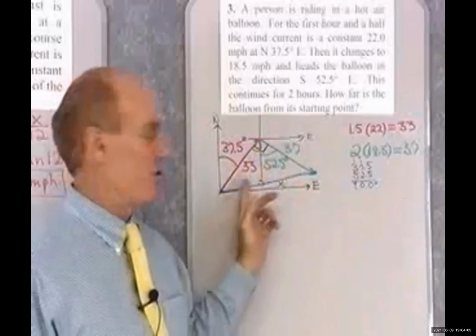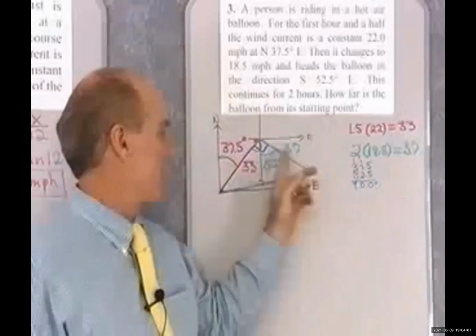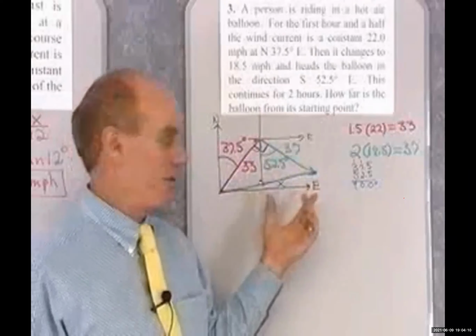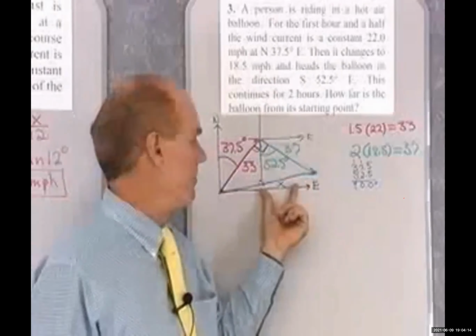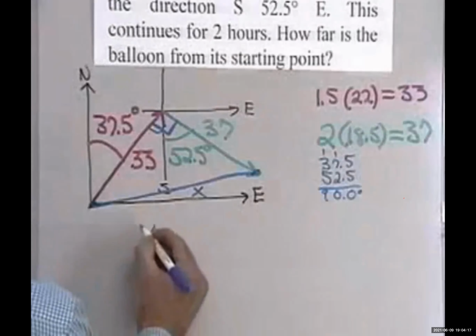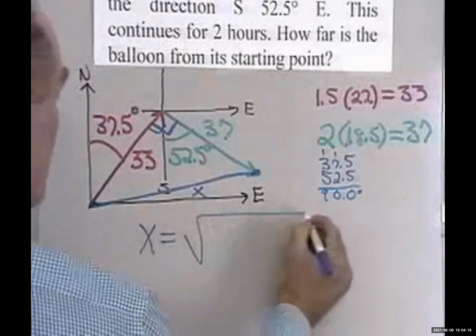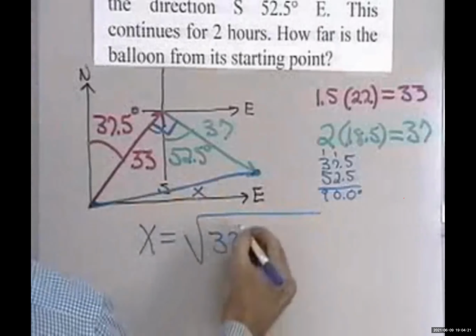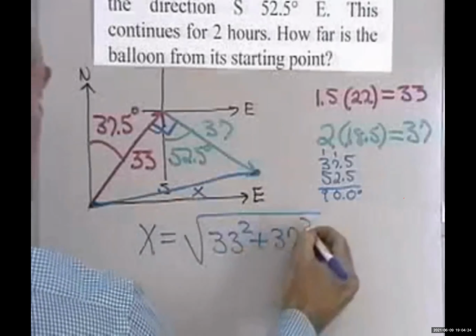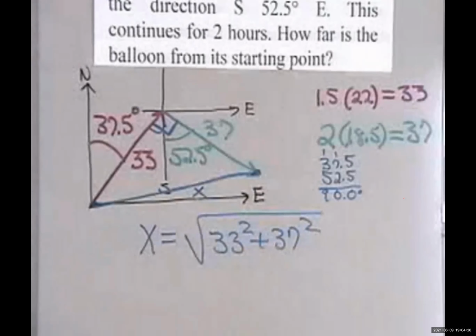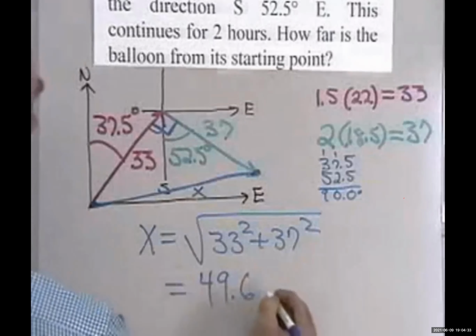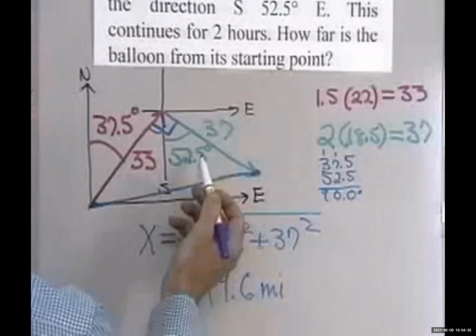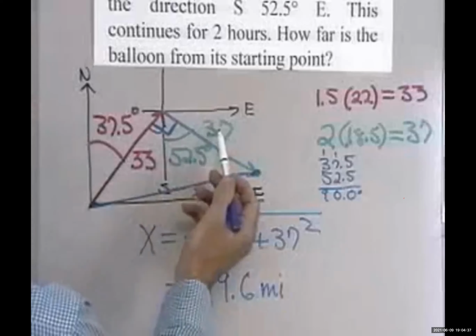I have this side is 33, this side is 37, so I really don't have to use any trigonometry to get this length right here. I can simply use my Pythagorean theorem. So x will be equal to the square root of 33 squared plus 37 squared, since I just want to find that distance right there. If I work this out and round to the nearest tenth, I get 49.6 miles.